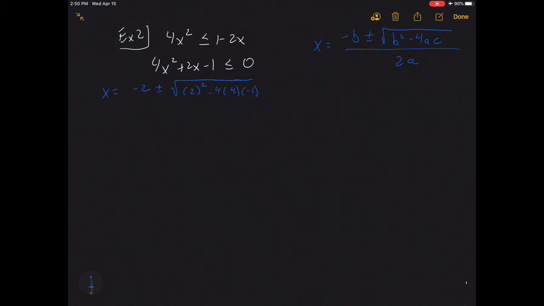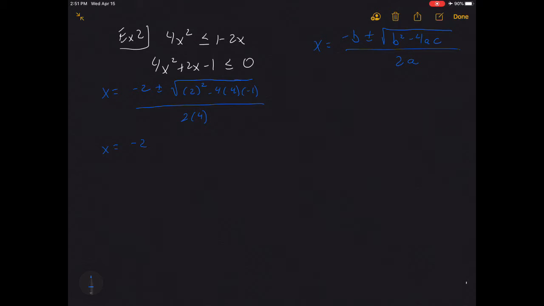And I also put my a and my c in parentheses all the time. Doesn't matter if they're positive or negative. It's just going to save me from making any mistakes, especially if you use your calculator to plug these things into later. And then over 2a. And a was 4. All right, let's go ahead and simplify.